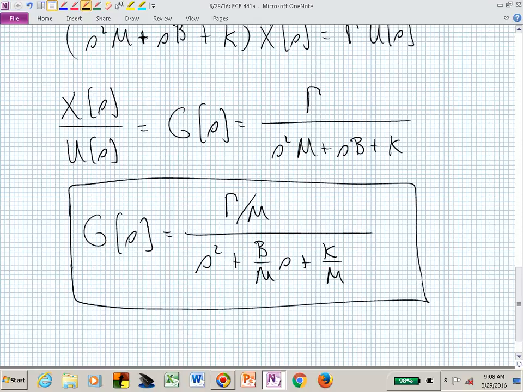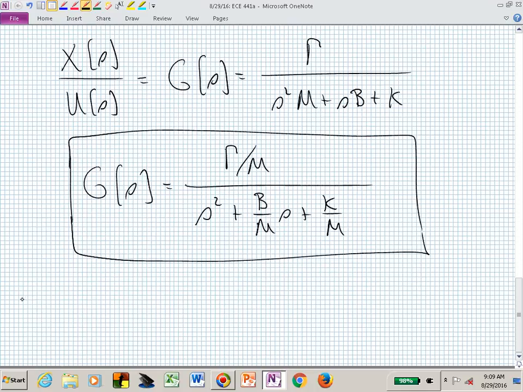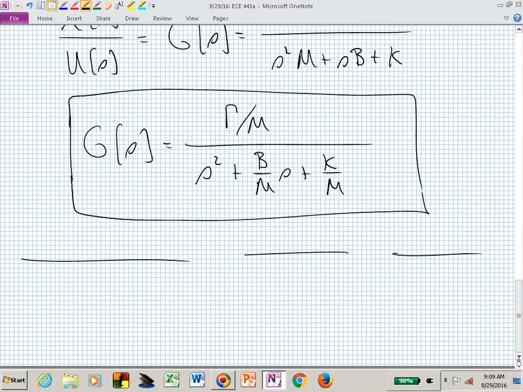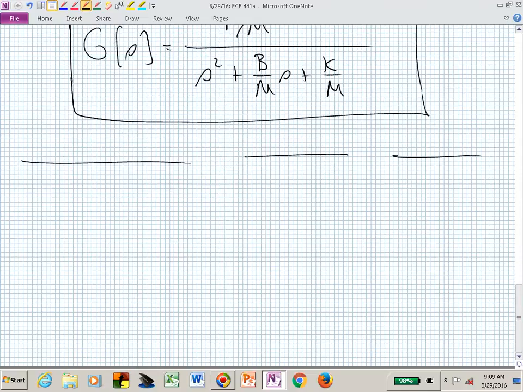And we've then just gone from a DE to a TF. We've gone from a differential equation to a transfer function. And that was pretty easy. That's pretty clean. Let's look at another way of finding a transfer function based on starting with a block diagram.